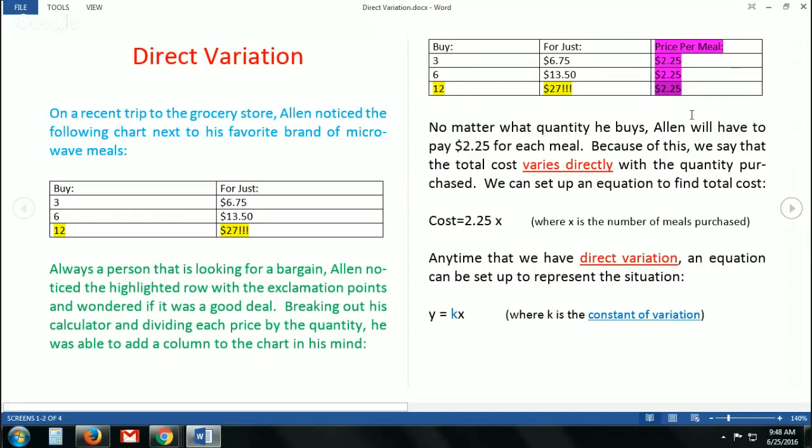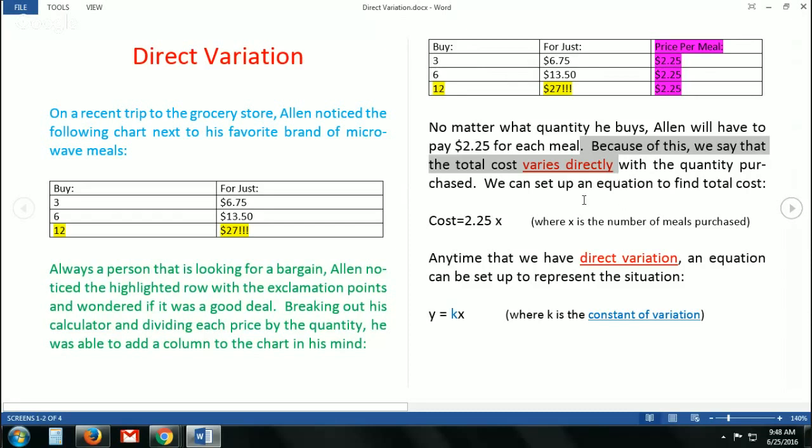The exclamation points and the highlighting made no difference. No matter what quantity he buys, Alan will have to pay $2.25 for each meal. Because of this, we say that the cost varies directly with the quantity purchased.